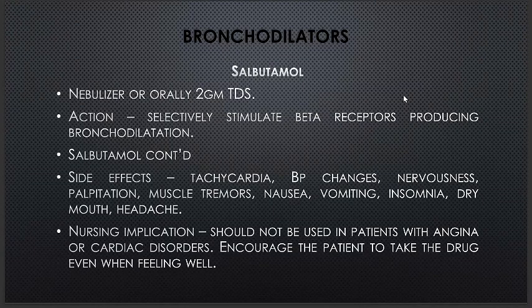Then after we have confirmed that this is asthma, then we are going to treat this condition with drugs. So what drugs do we have that we can treat with? Okay, so we are going to start with the first one, which we call the bronchodilators. Under the bronchodilators, we will mention about two drugs. So the first drug that we are going to talk about is called salbutamol.